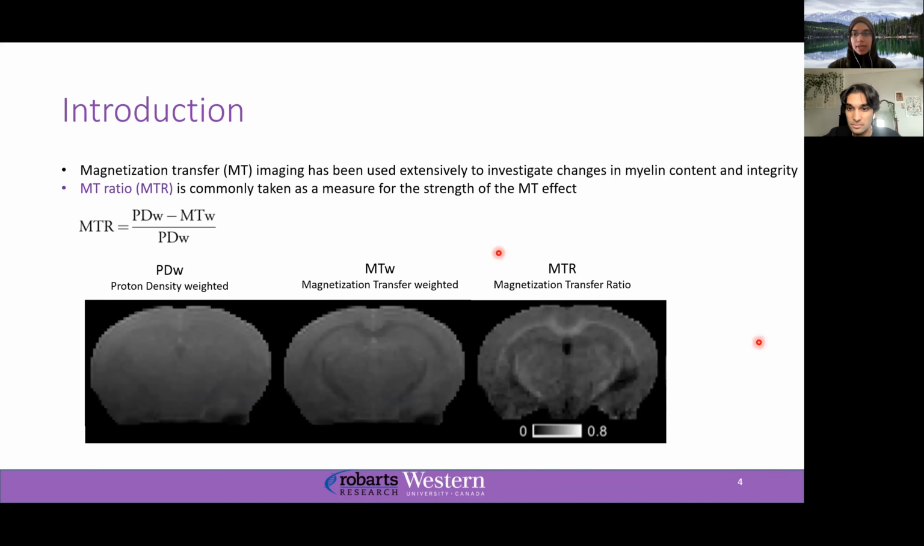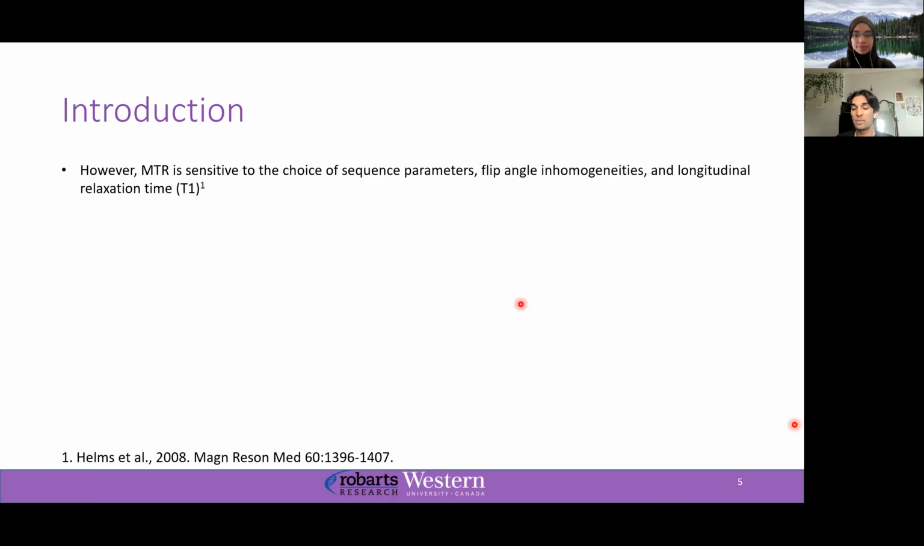Its normalized value, the MT ratio, MTR, is commonly taken as a measure for the strength of the MT effect and interpreted as a surrogate parameter for macromolecular content or myelination. MTR can be acquired with two scans, a proton density weighted or PD weighted scan with MT pulse off and an MT weighted scan with the MT pulse on. Although MTR has been shown to correlate well with histological myelin content, it is also sensitive to the choice of sequence parameters, flip angle inhomogeneities, and longitudinal relaxation time, T1, mitigating the power of MTR as a measure of myelin.